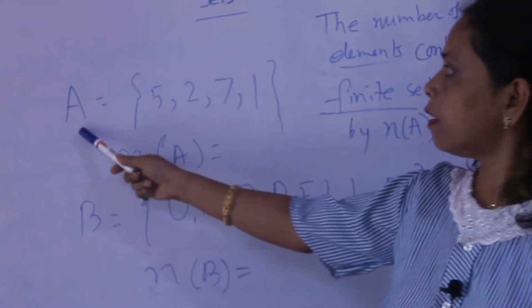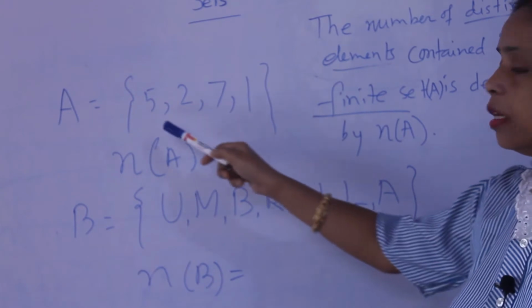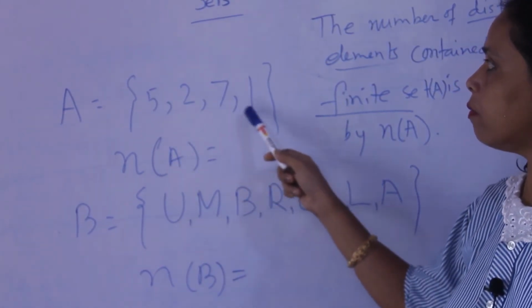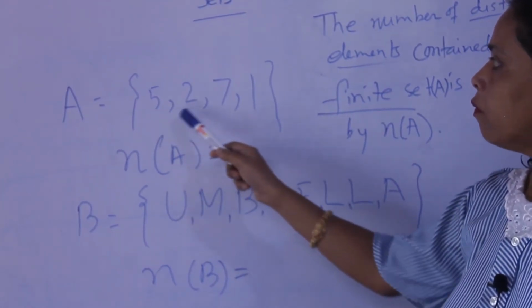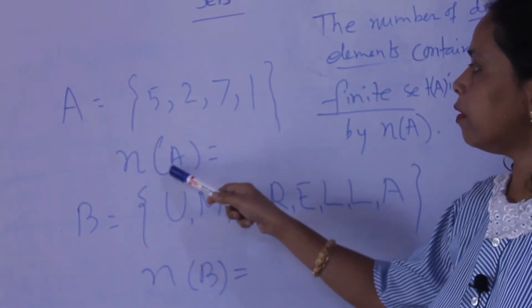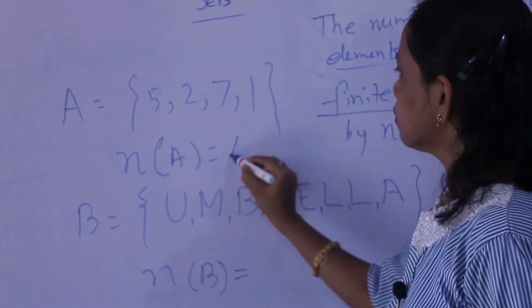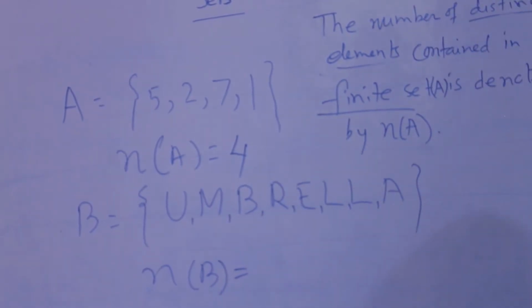Suppose this is a set. It is a finite set because its number of elements is limited. Here the set contains the elements 5, 2, 7, 1. So here the number of elements is 4. So the number of elements, that is n(A), will be 4 here. This is also called the cardinality of a set.